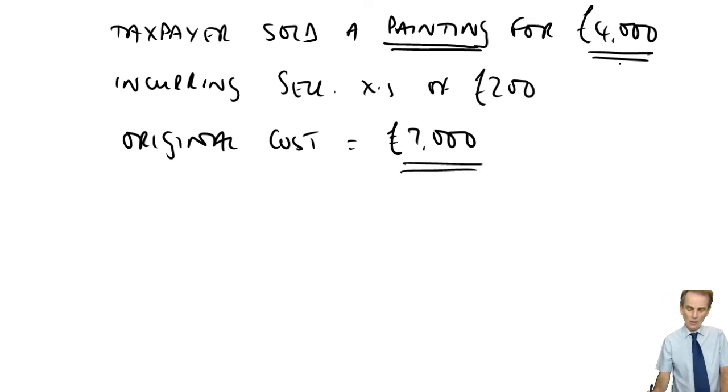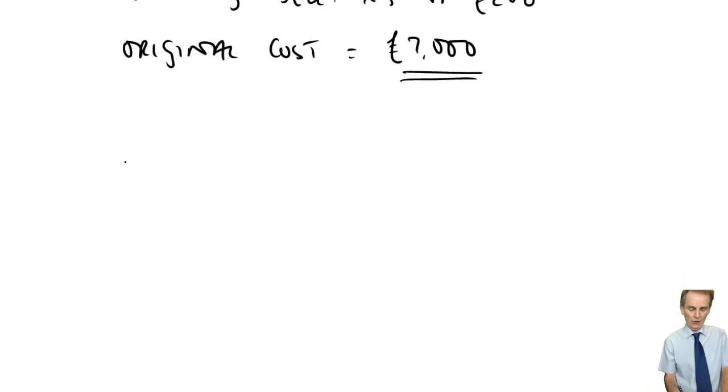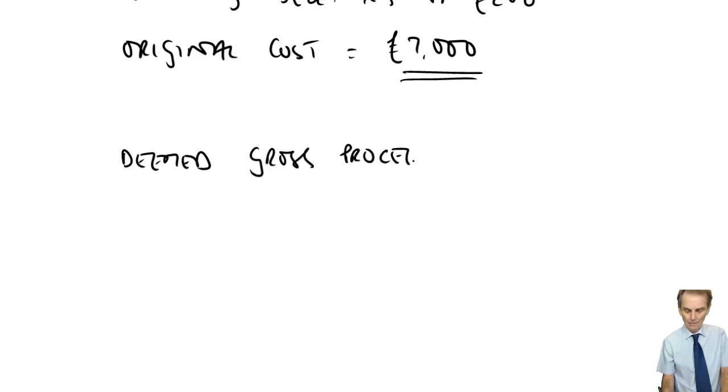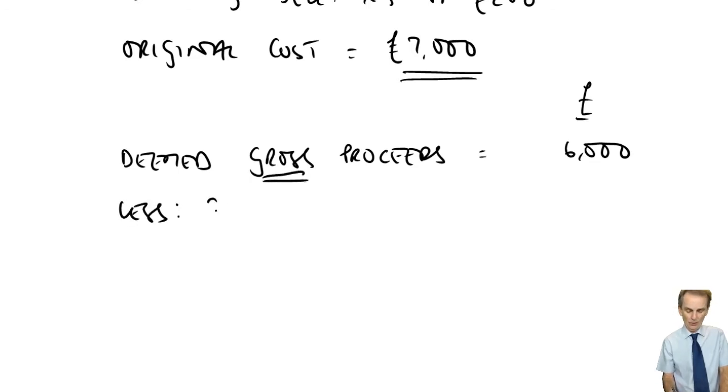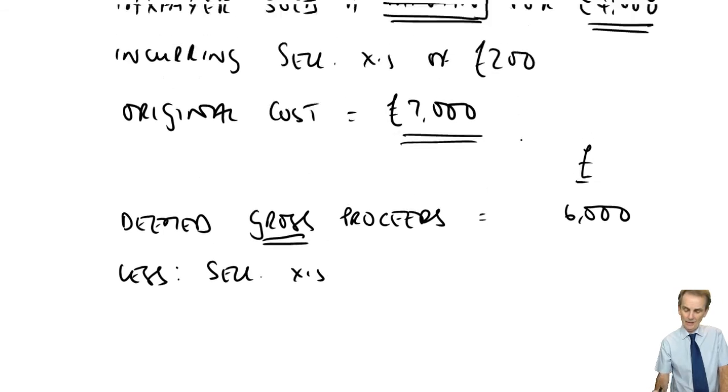So what do we do? It's one calculation of the loss where we have our deemed gross proceeds, you can just put sale proceeds if you wish here, to be equal to £6,000. Deemed gross proceeds 6,000. Less, we said they were gross proceeds, so we still get to deduct any selling expenses incurred. They were what? They're £200.